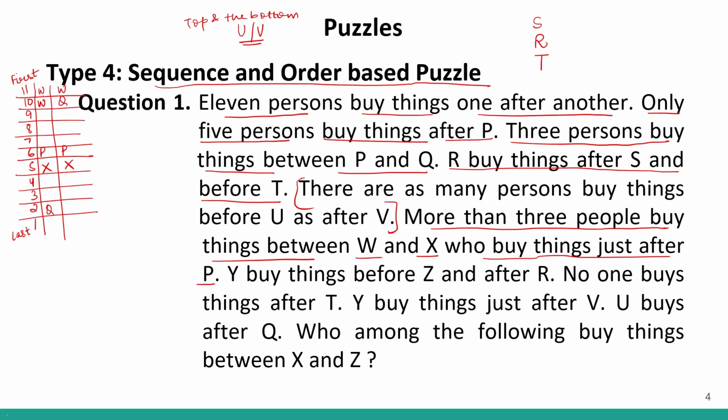So W in possibility 1, I have one more possibility. Let us take. I can have my W over here. I can have my P, X and Q. This is also one more possibility that we can have.